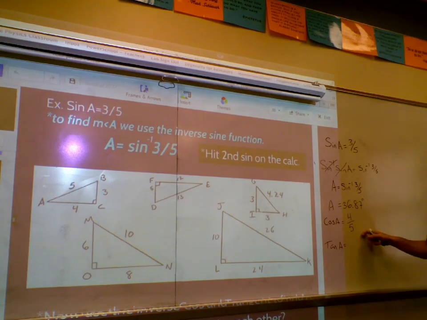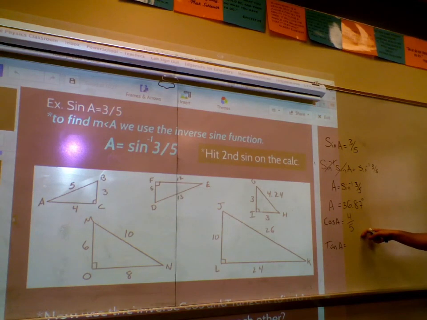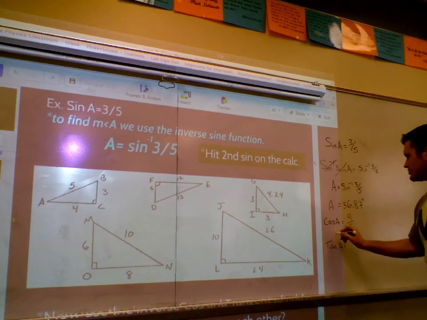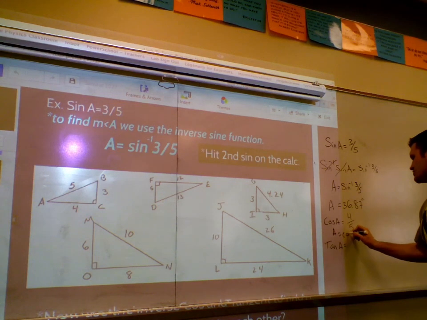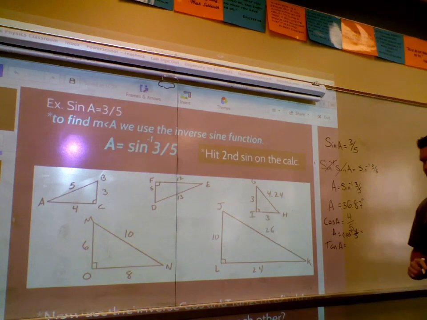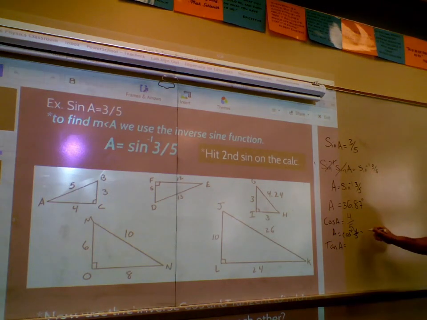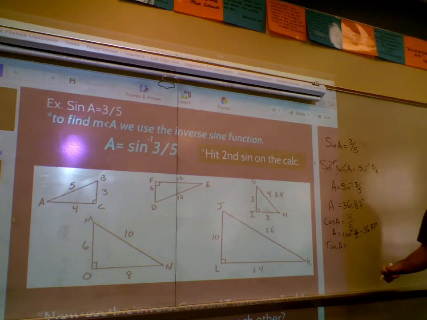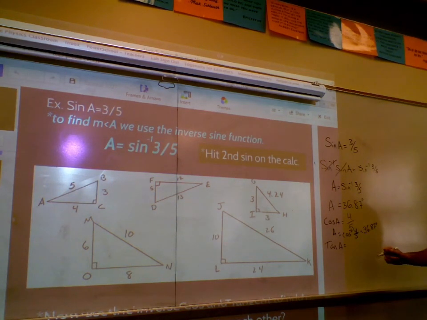All right, so how do I solve this one? How do I find A? Do I use inverse sine? No, we use inverse cosine. So A equals the inverse cosine of 4 over 5. What's the inverse cosine of 4 over 5? 36.87. Good.